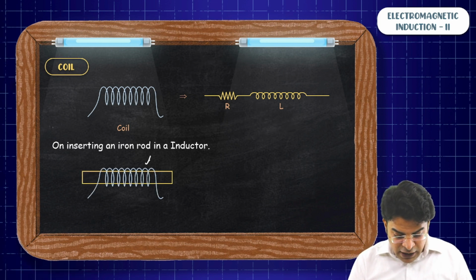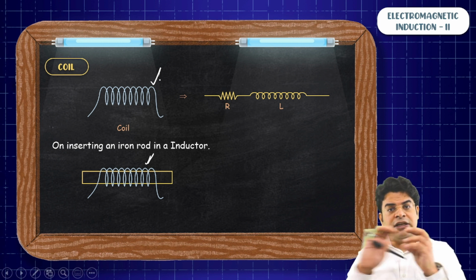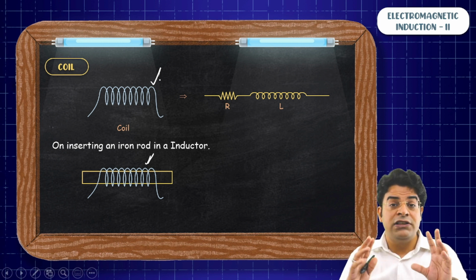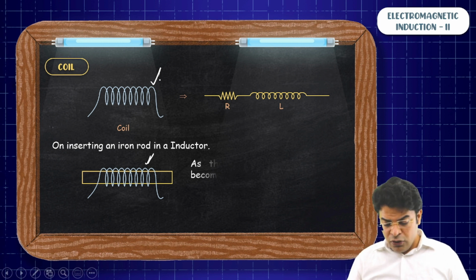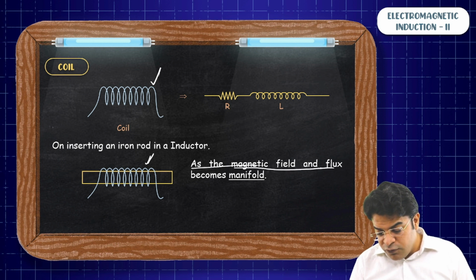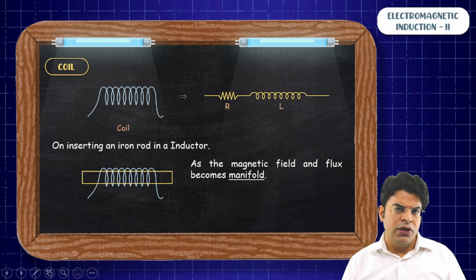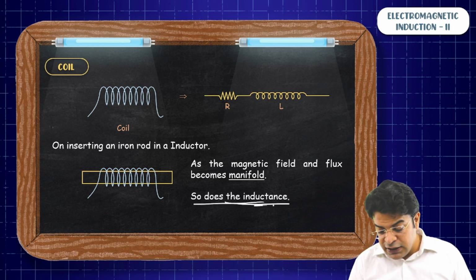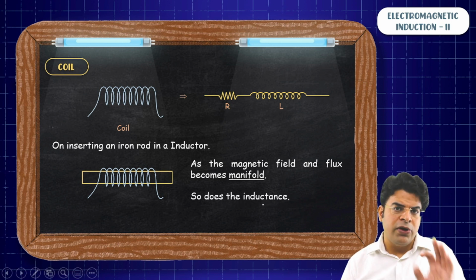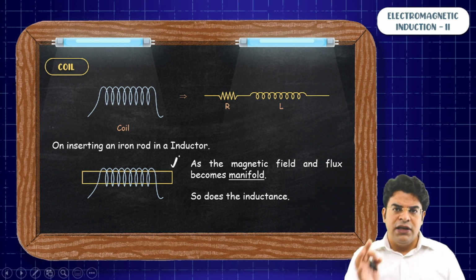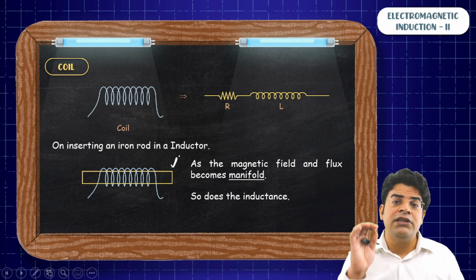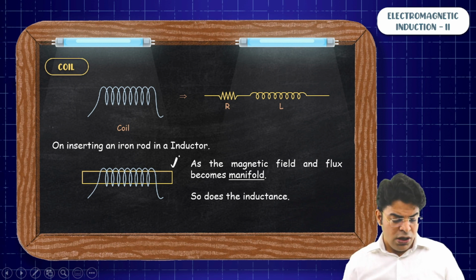So if you have this solenoid and you have inserted an iron rod in it, which is a ferromagnetic material, we know that as the magnetic field and flux become manifold, many times larger for the same current, we say that the inductance becomes manifold. So remember that when you insert an iron rod inside a solenoid, its inductance becomes very large.